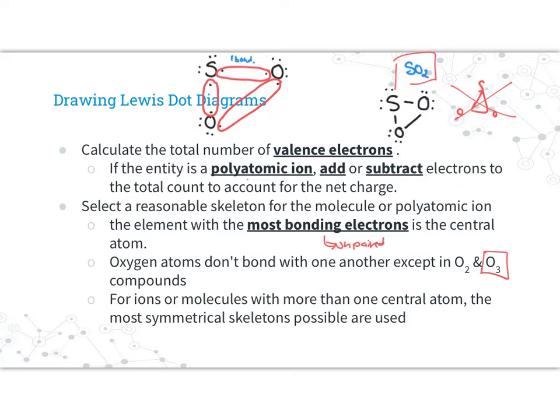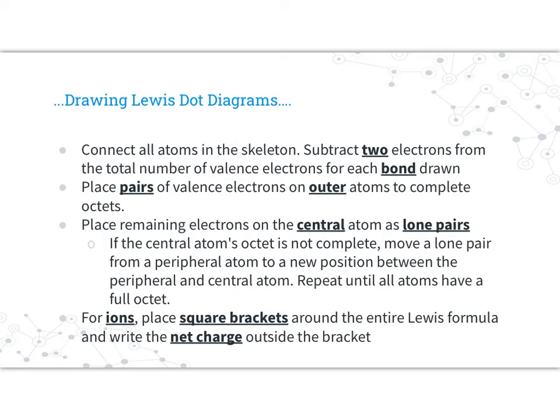For ions or molecules with more than one central atom, the most symmetrical skeleton possible is used. We're going to connect all atoms in the skeleton, and every time we connect, we're drawing a bond. One bond is composed of 2 electrons being shared between those 2 elements. So what we'll do is we'll subtract 2 electrons from the total number of valence electrons to account for each bond drawn. We're going to place the valence electrons on the outer atoms first, and then we're going to work our way onto the central atom as lone pairs.